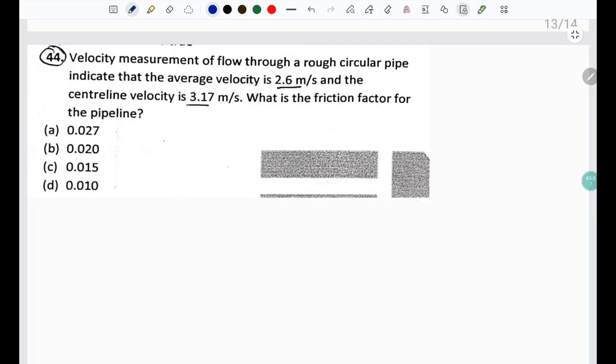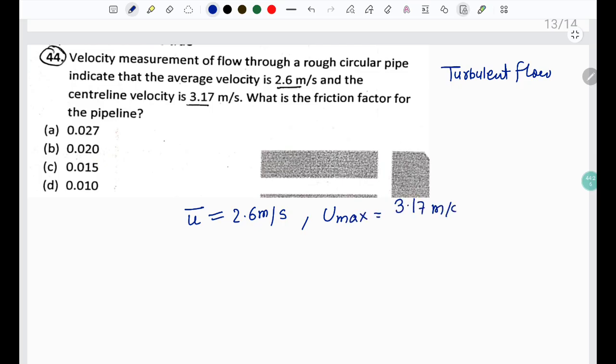Here is another question where, since I had not revised the turbulent flow chapter, I was not able to do it. It said that the velocity measurement of a flow through a rough circular pipe indicated that the average velocity is 2.6 meter per second, and the center line velocity, which is also referred to as Umax, was given as 3.17 meter per second. Then it asks about the friction factor.